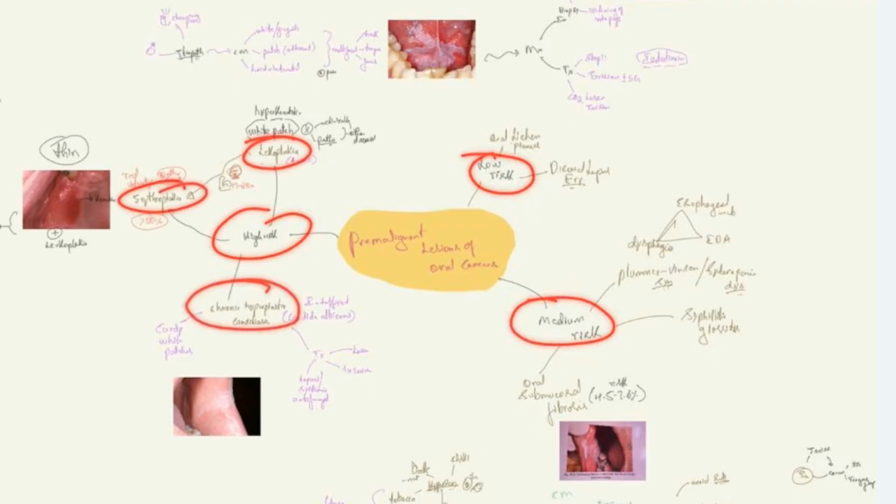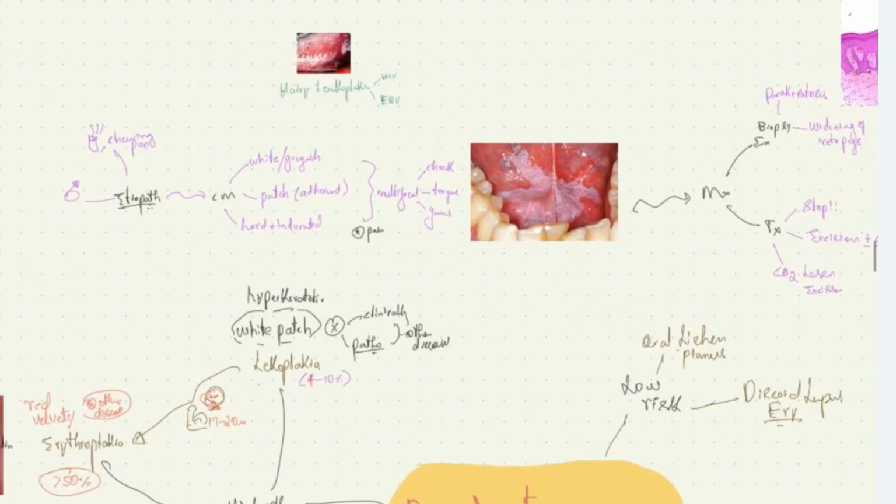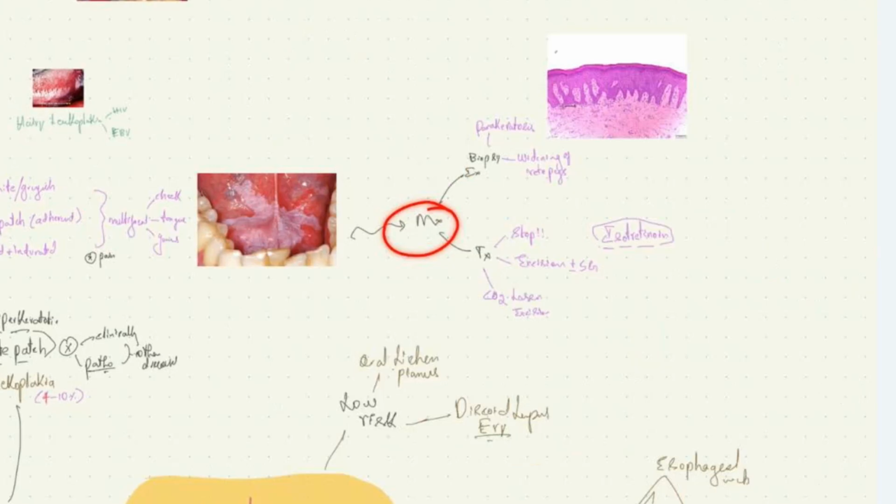In leukoplakia, we see a hyperkeratotic white patch without any clinical or pathological disease which can be identified as the cause. The etiopathophysiology is chewing pan and smoking, which causes a white or grayish patch which is hard and indurated. This can be multifocal, seen in cheek, tongue, and gums. The management of this condition is we take a biopsy. In the biopsy we see parakeratosis and widening of rete ridges.